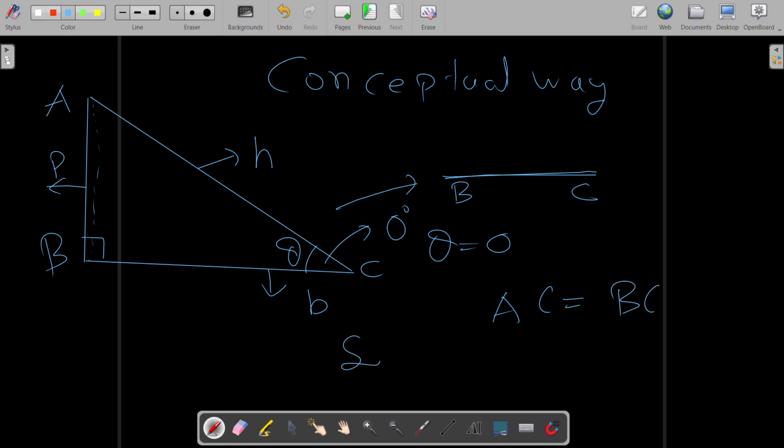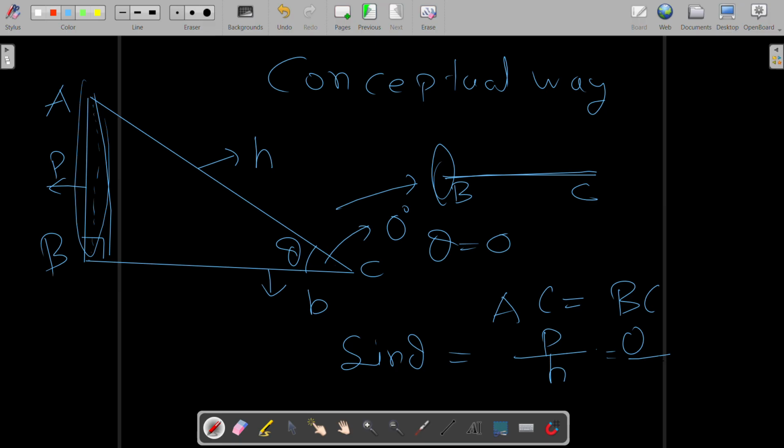And again, in sine theta, we know sine theta equals perpendicular by hypotenuse. So the value of the perpendicular is becoming what? 0, because this is converging. There is no more perpendicular here. So this is becoming 0 by h, and this is 0. Now we know the value of sine 0 degree is 0. We can find out all the values of cos 0, tan 0, cosec 0, and others.